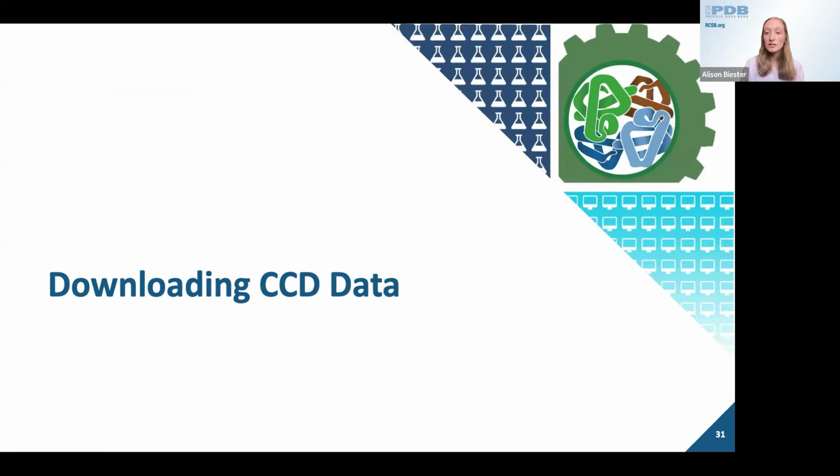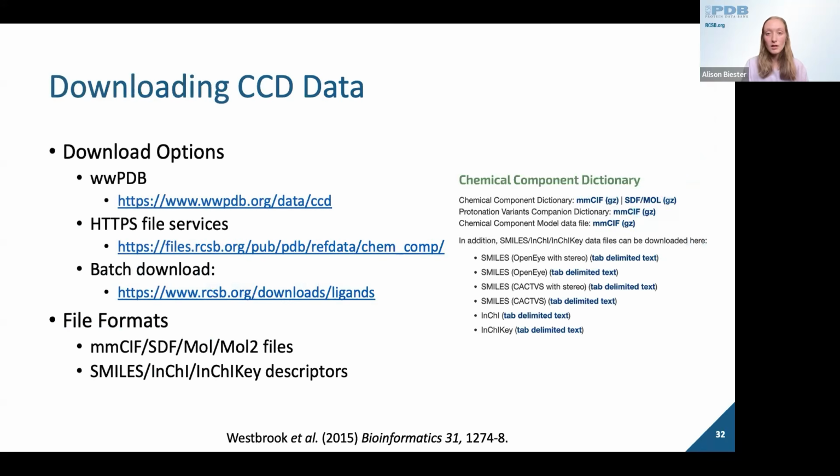Once you've found the CCD data you're interested in and assessed the data using ligand validation metrics, you may finally wish to download CCD data. There are several options available for downloading data from the CCD. To download the entire CCD reference file, you can use the wwPDB website, and there's a snapshot shown here on the right. To download individual component definitions, you can use the HTTPS file service. For batch ligand download, you can use the service available on the rcsb.org website, linked here.